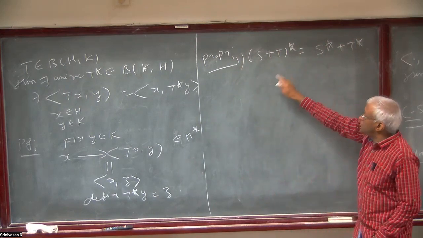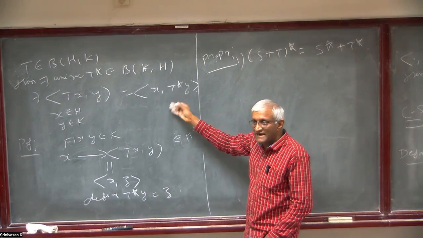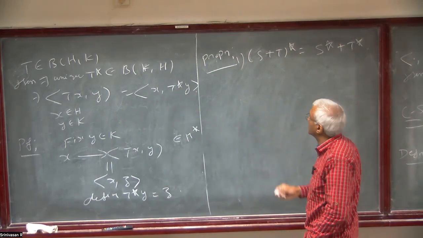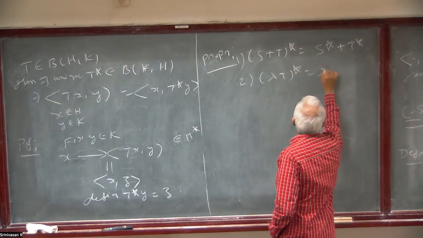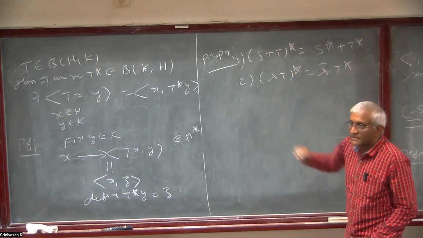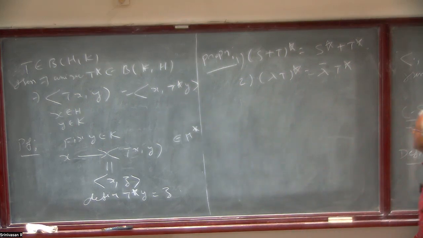Because if you put S plus P here, then because of the linearity of the inner product, you will get this. Similarly, lambda times P star is lambda bar, because this is defined in the second variable, you will get a lambda bar. Okay.